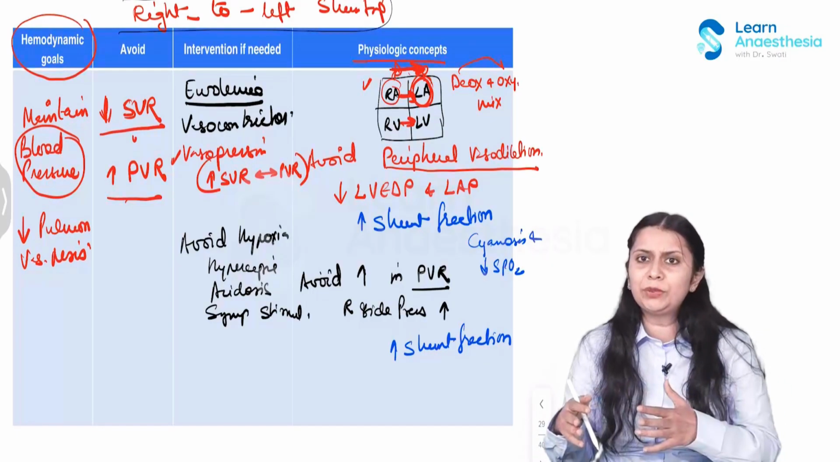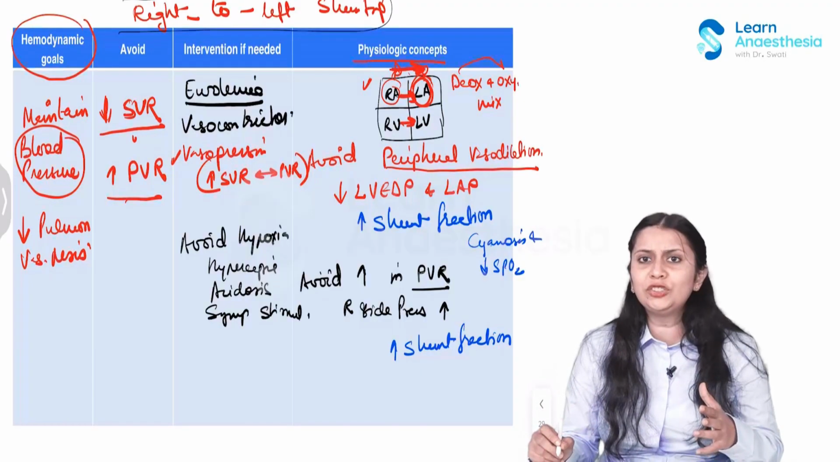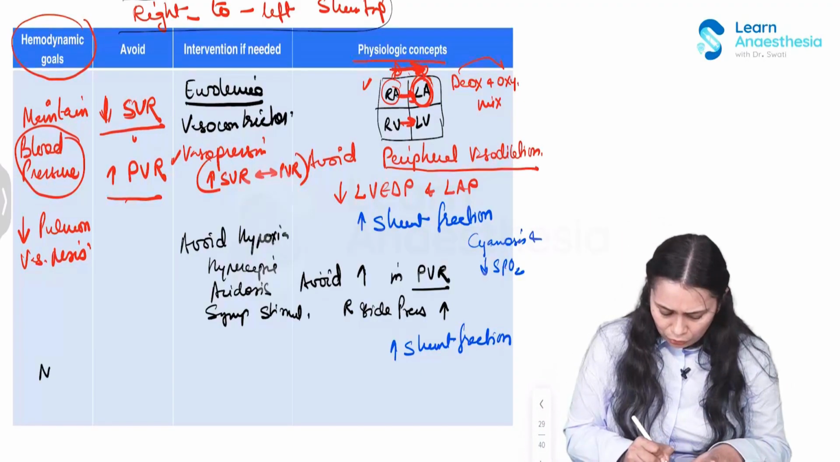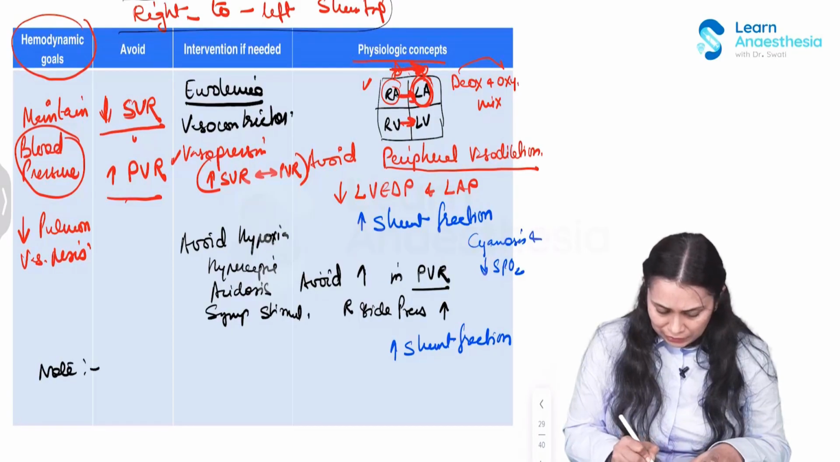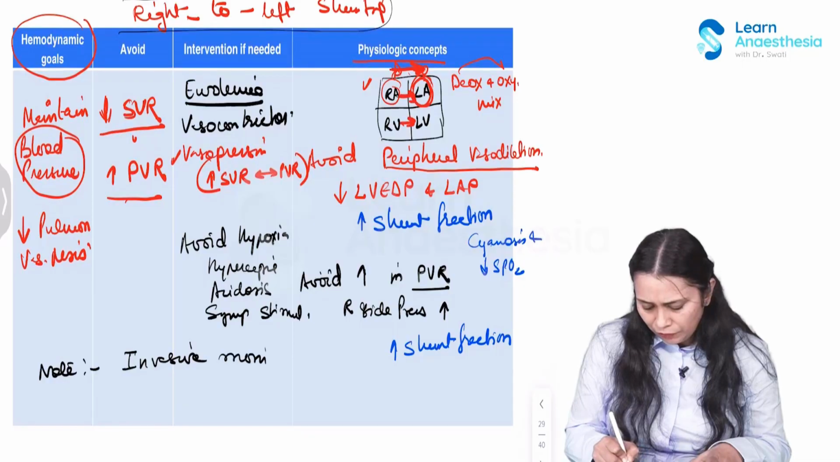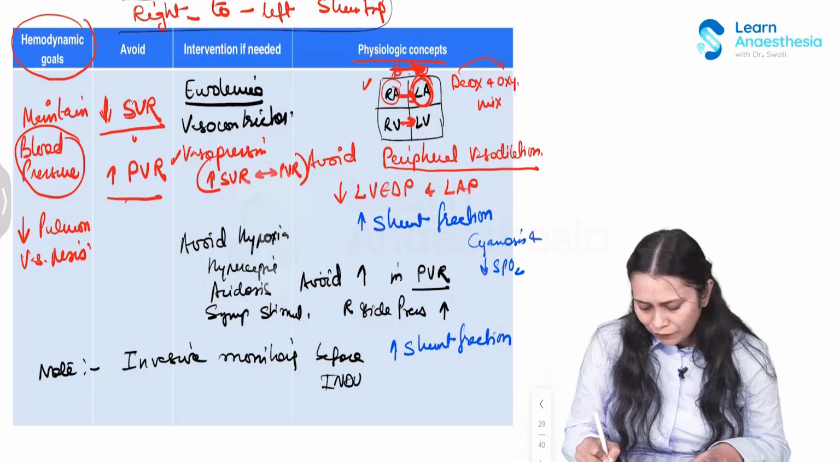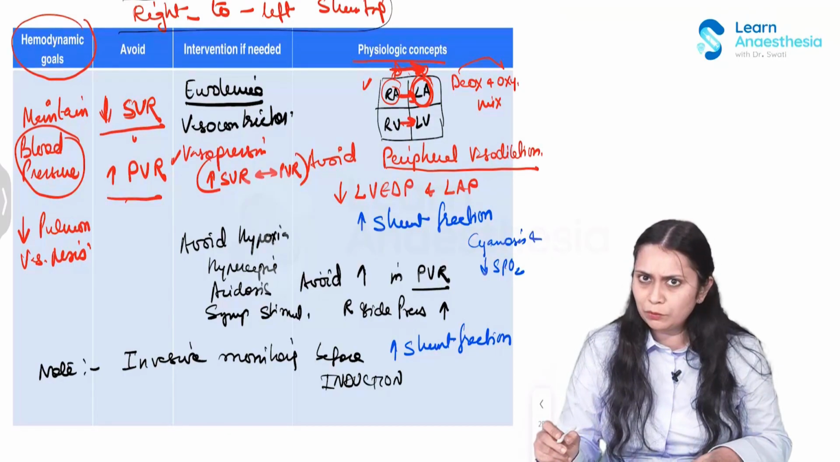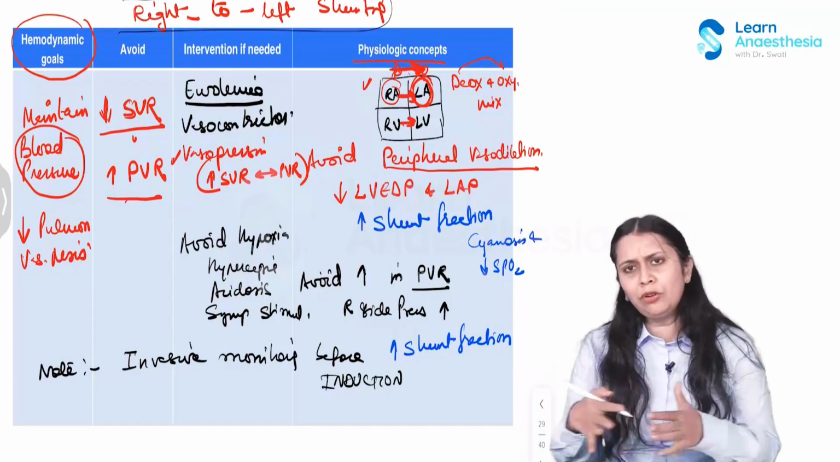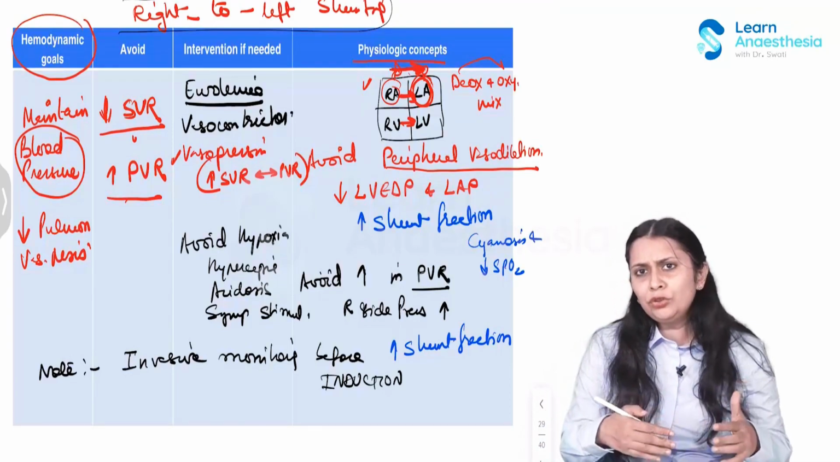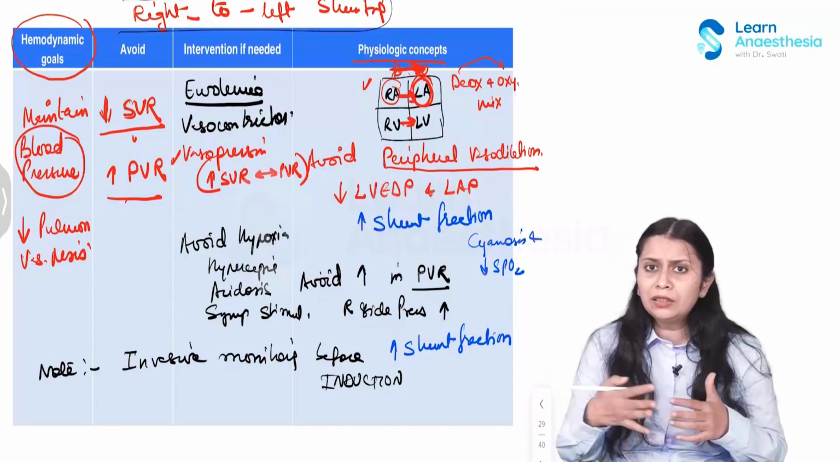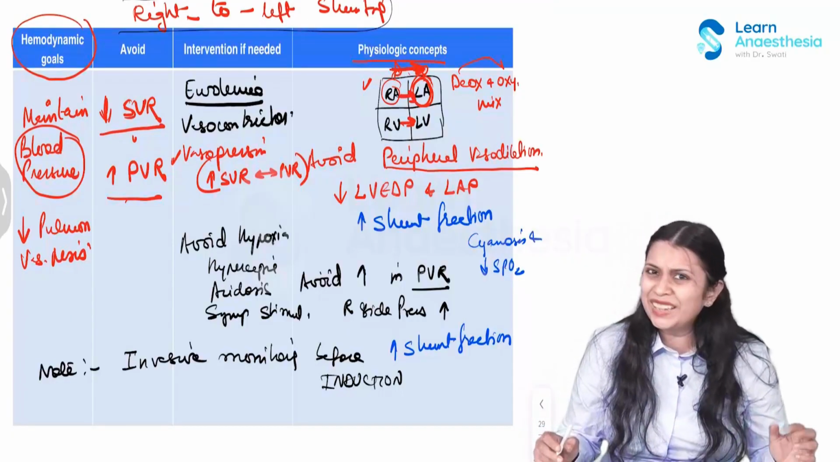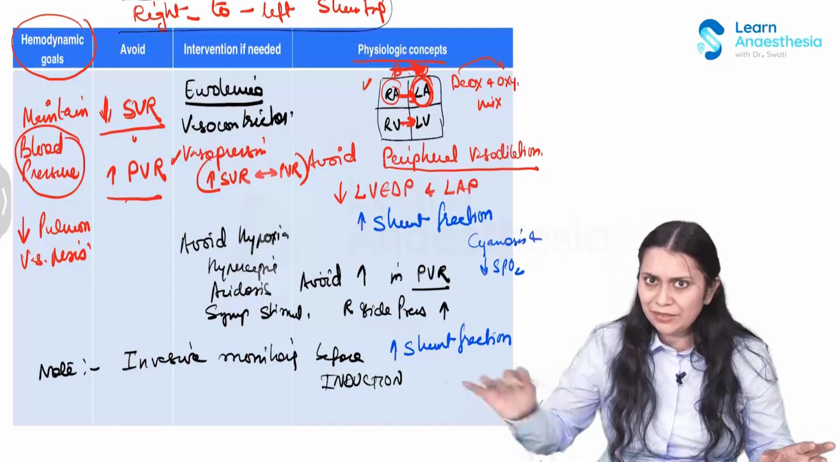So invasive blood pressure monitoring should always be attached prior to induction. So the note I want to put in here is invasive monitoring before induction, because induction is one time when we are giving agents which decrease SVR. So we have to go for invasive monitoring, and you can use your drugs wisely. Use drugs which would not affect the SVR much, like ketamine, etomidate, etc., which I will discuss further.